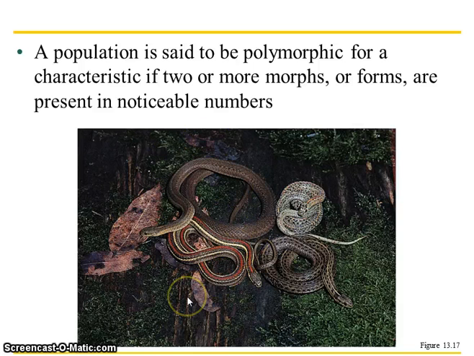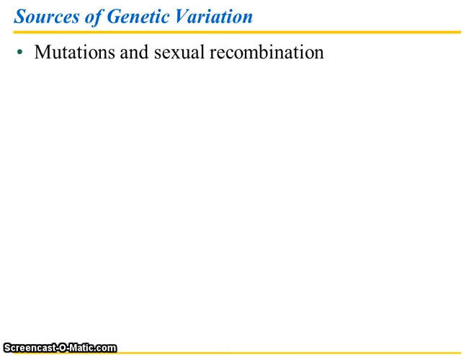You can have lizards where the males are either blue, orange, or yellow, and based on their colors they actually have different behaviors. So how do we get this variation? Well, you've got mutations and sexual recombination.